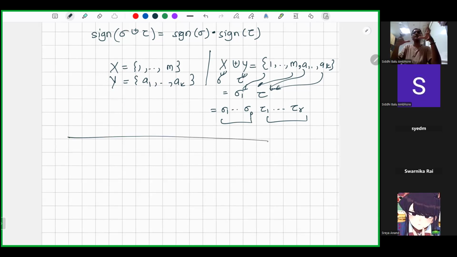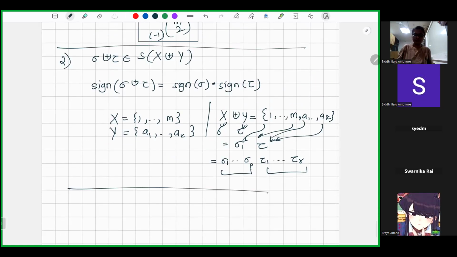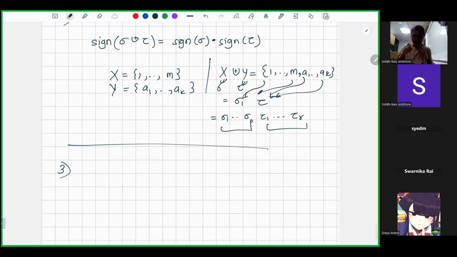So disjoint union is just taking them and looking at them as one whole set, where this 1 to M does not belong to the orbit of A1 to AK. So they are essentially disjoint cycles in this disjoint union, and so signature is preserved. So any doubts? Look at it like S of this set, S of this set.